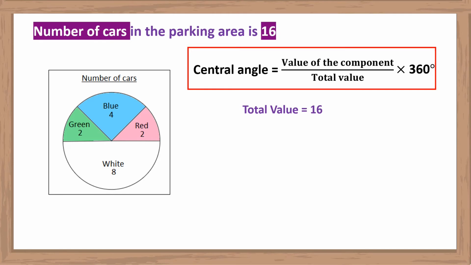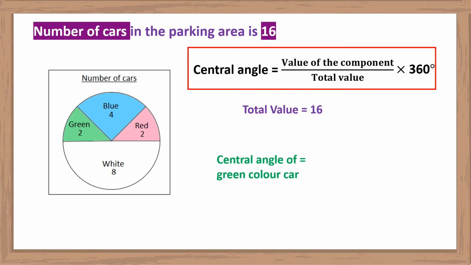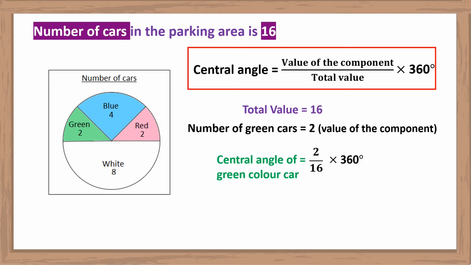Next, the central angle of the blue color car equals the value of the component, that is the number of blue cars, 4, by the total value, 16, into 360 degrees, which is equal to 90 degrees. Next, the central angle of the green color car is the value of the component, that is 2, by total value 16, into 360 degrees, which is equal to 45 degrees.